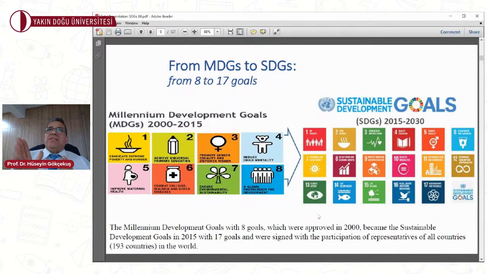From MDGs to SDGs, from 8 to 17 goals. The Millennium Development Goals, with 8 goals, which were approved in 2000, became the Sustainable Development Goals in 2015 with 17 goals, and were signed with the participation of representatives of all countries. All countries means 193 countries in the world.